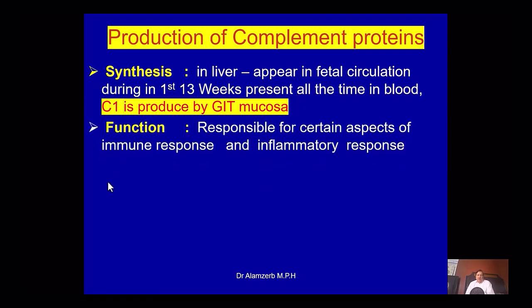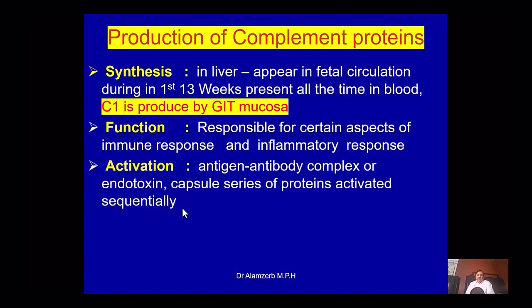Functions: responsible for certain aspects of the immune response and inflammatory response. They take part in the immune activity and also in the inflammatory activity. The activation occurs due to antigen and antibody reaction. When antigen and antibody react with each other and make an antigen-antibody complex, this system is activated. Or endotoxin of the bacteria or capsule activates this series of proteins sequentially. It is not activated haphazardly, but in a sequential manner.